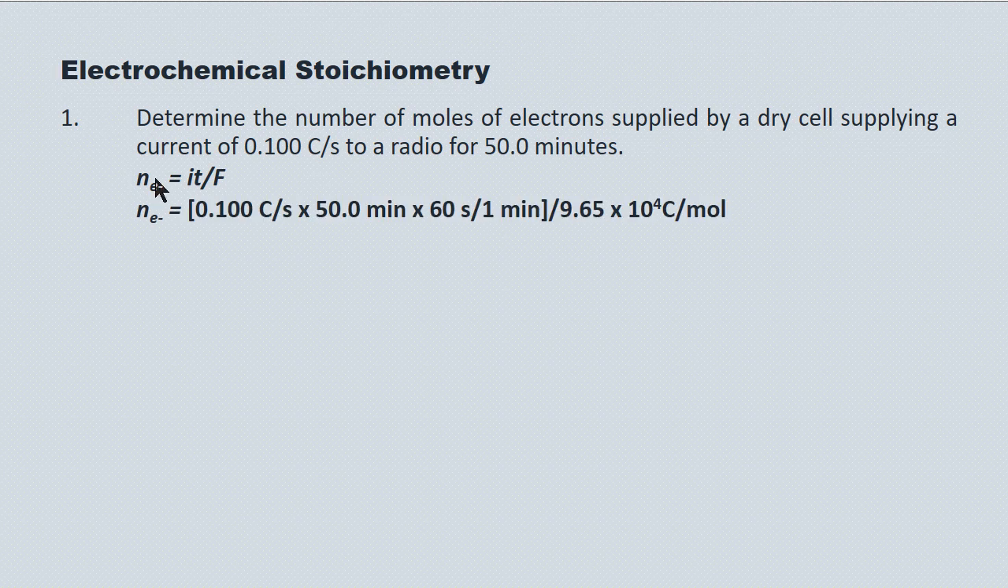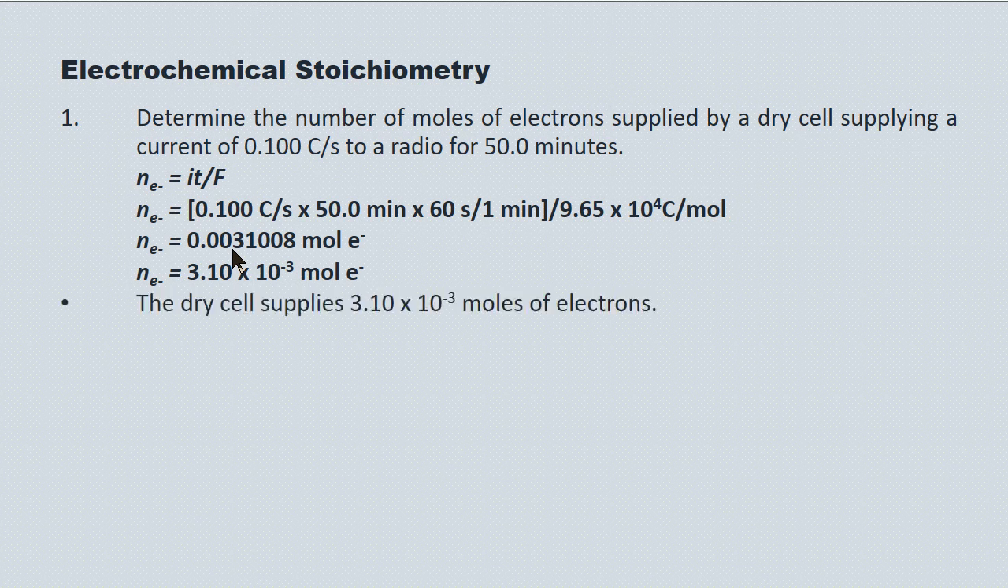So moles of electrons, n, equals I, which is 0.100 coulombs per second, times 50.0 minutes, which is the time interval we're given. We need a conversion factor there to convert from minutes to seconds, and of course there's 60 seconds in 1 minute. All of that represents the numerator. The denominator is F, Faraday's constant, 9.65 times 10 to the 4 coulombs per mole. We get a raw value of 0.0031008 moles of electrons. Significant digit analysis requires the use of 3 significant digits, so our final answer is moles of electrons equals 3.10 times 10 to the negative 3 moles. In English, the dry cell supplies 3.10 times 10 to the negative 3 moles of electrons.